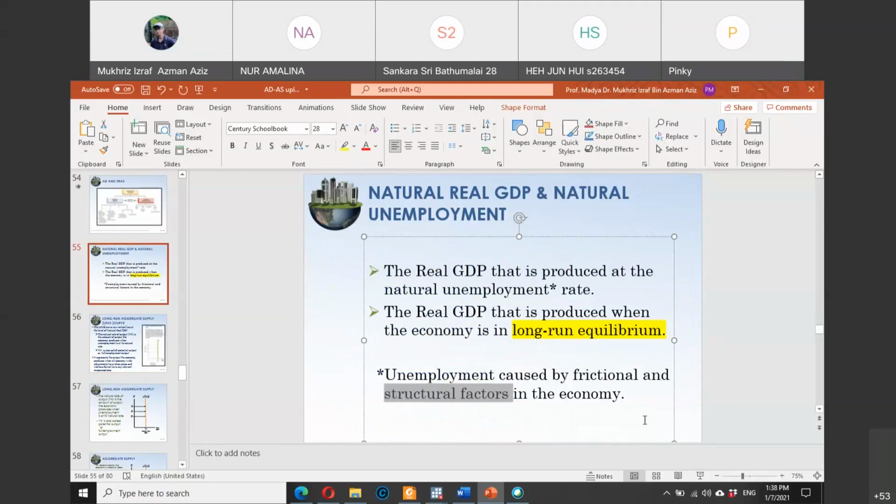I gave an example just now. You are switching between jobs, from company A to company B. In between the time you are changing from job A to job B, let's say you have a 1 or 2 months break. That 1 month or 2 months break is part of the natural rate of unemployment.